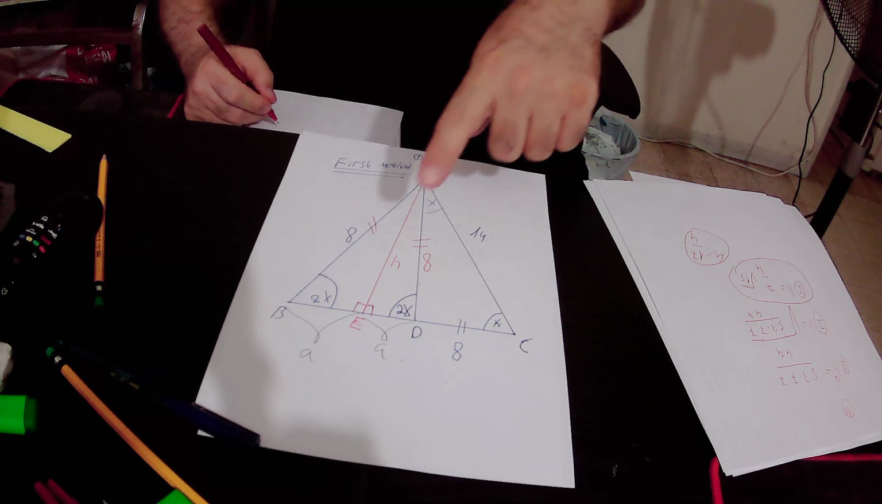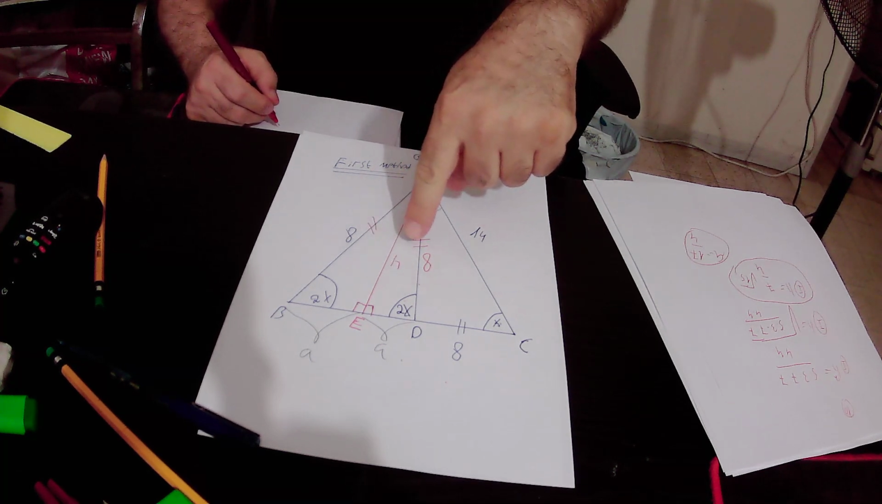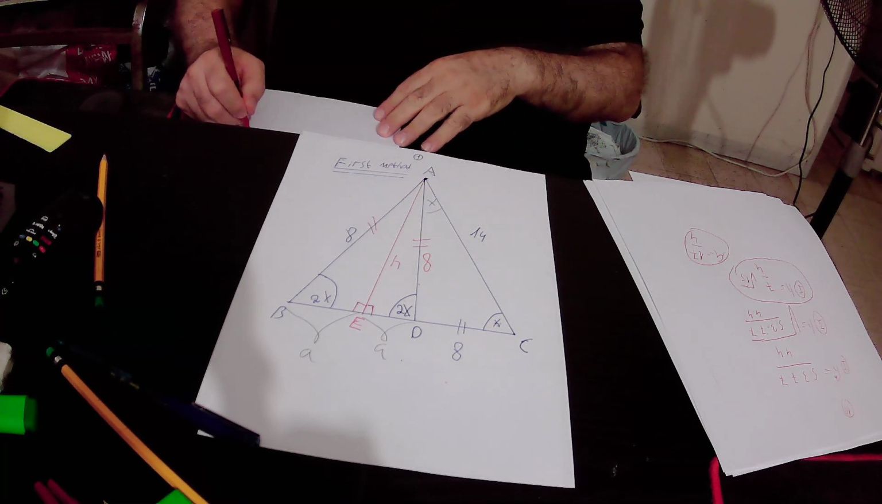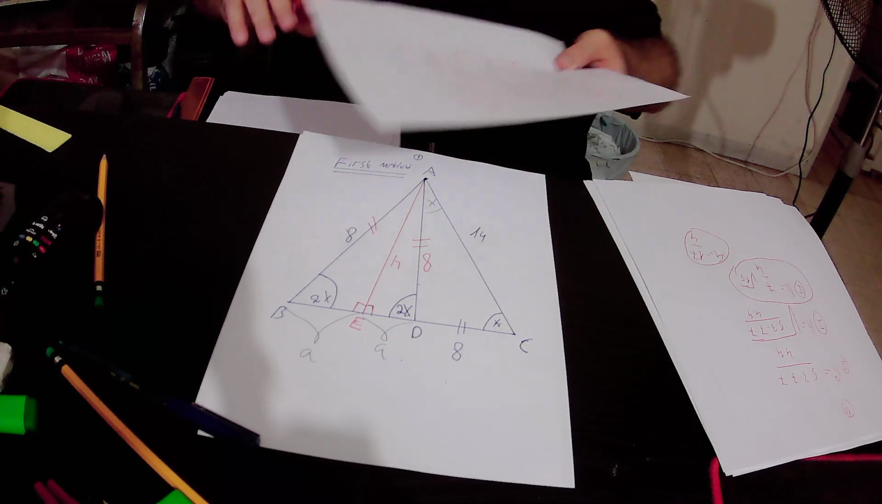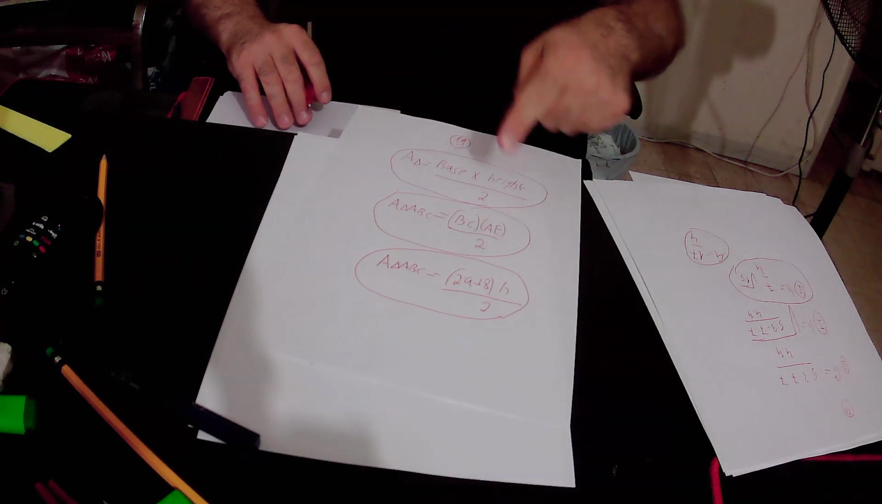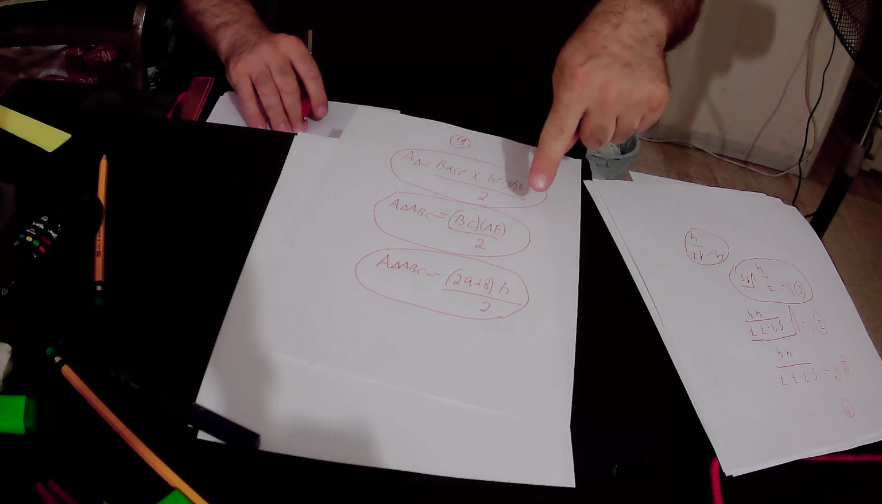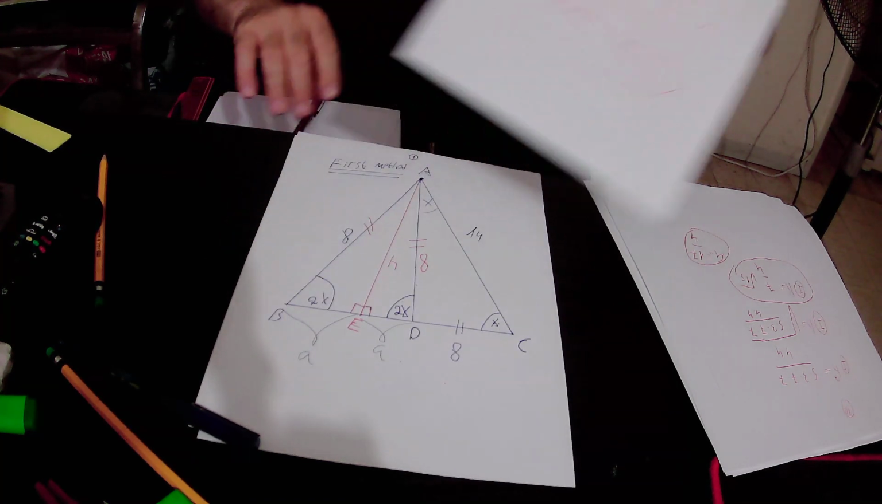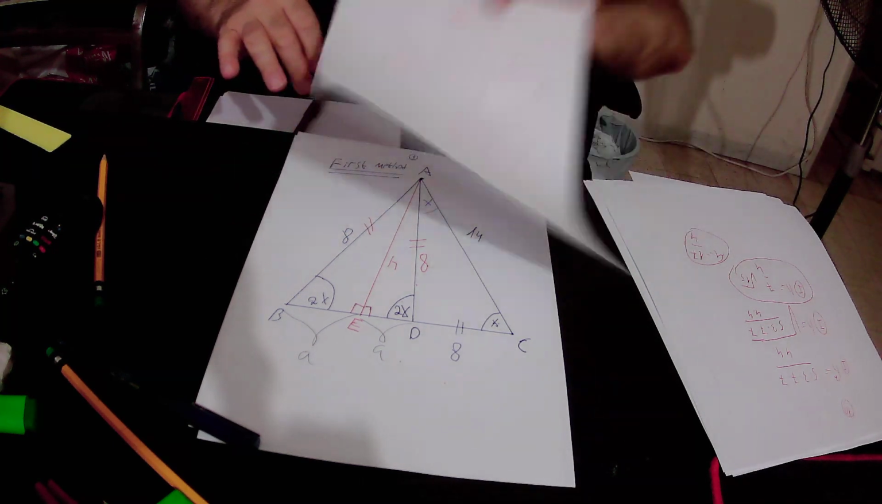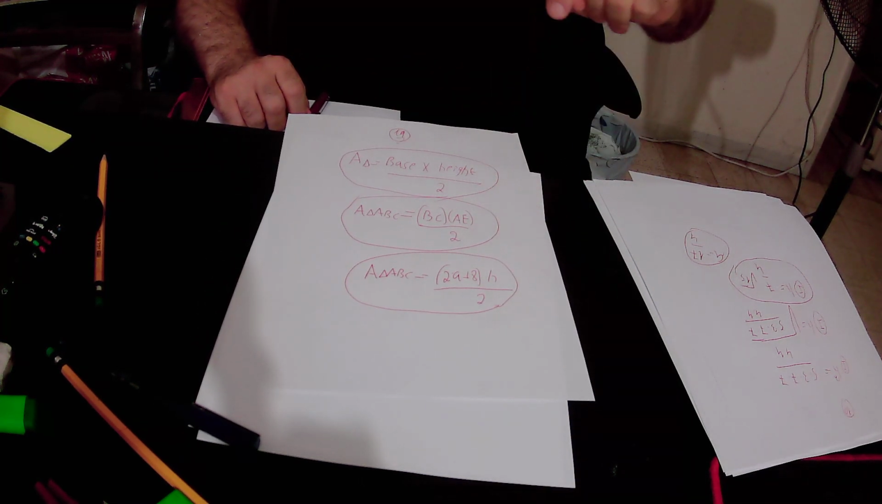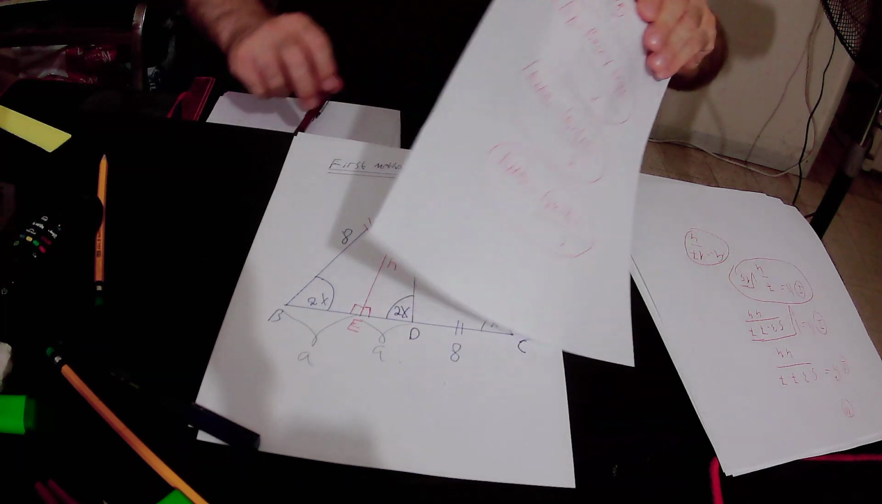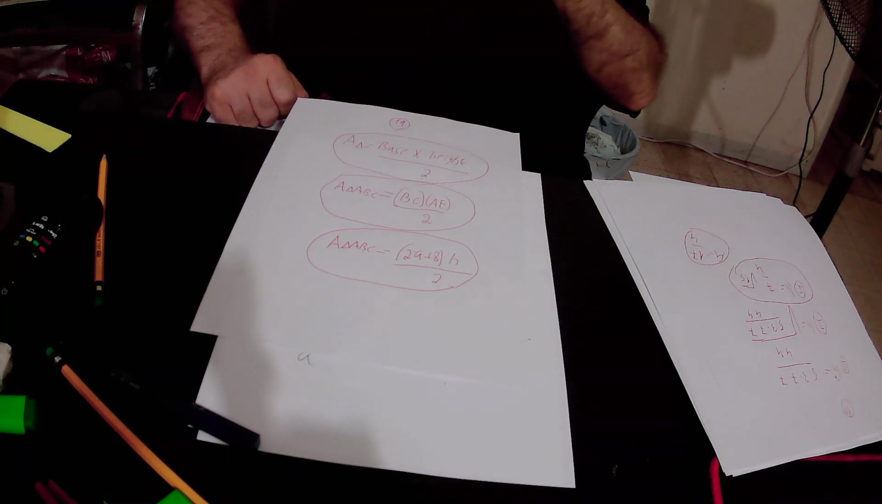And what is the value of AE? AE equals h over 2, according to our definition. So the area of triangle ABC equals BC, that is 2A plus 8, times AE. AE equals h over 2 according to our definition, so it is (2A plus 8) times h, that is the height of triangle ABC, over 2.